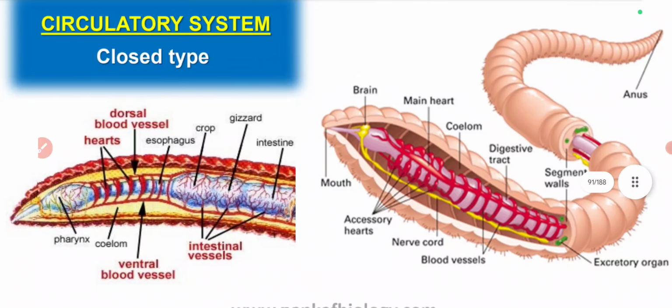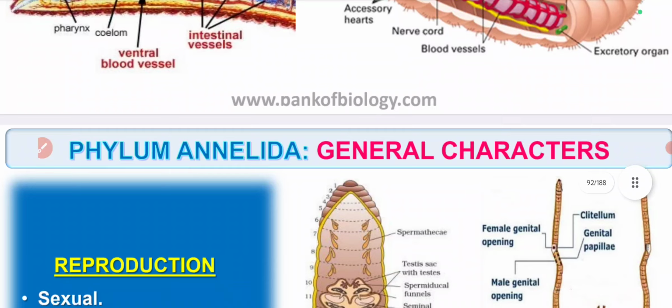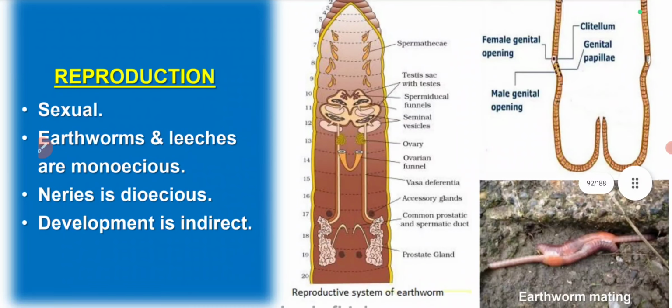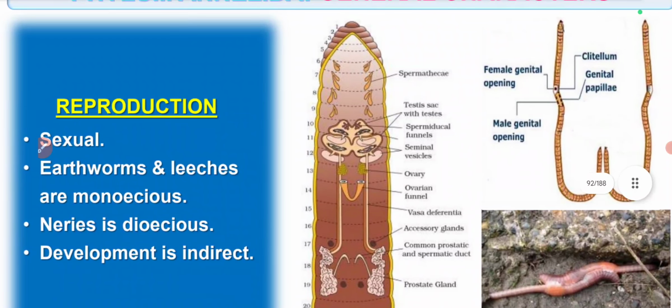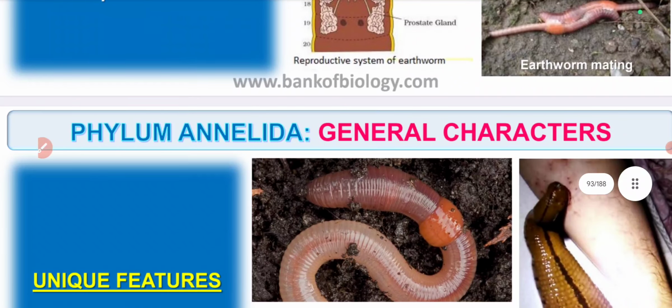Circulation is closed type, and reproduction is sexual. Earthworm and leeches are monoecious, Nereis is dioecious, and development is indirect.